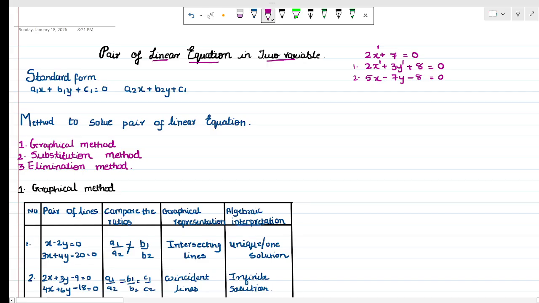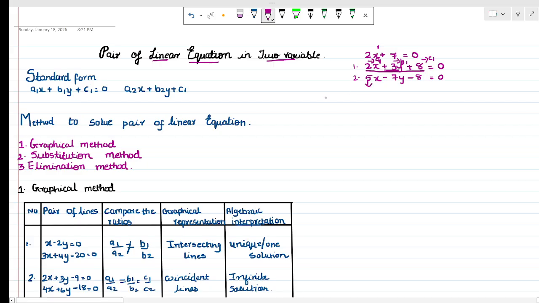Its standard form is a1x plus b1y plus c1 equals 0. Now you will say, what are this a1, b1 and c1? If I am considering my first equation, this 2 becomes my a1, this positive 3 becomes my b1, this positive 8 becomes my c1. That means any number with x becomes my a1, any number with my y becomes b1, and the last constant term becomes my c1.